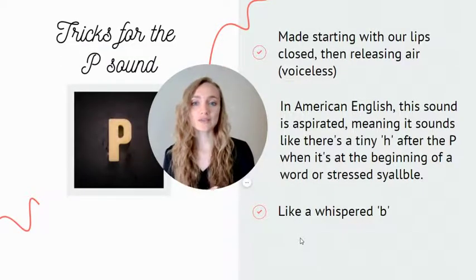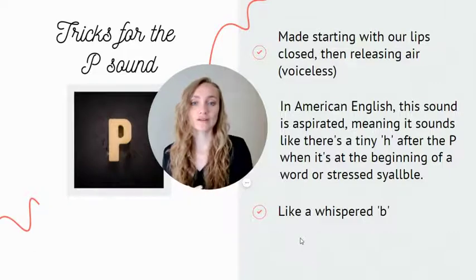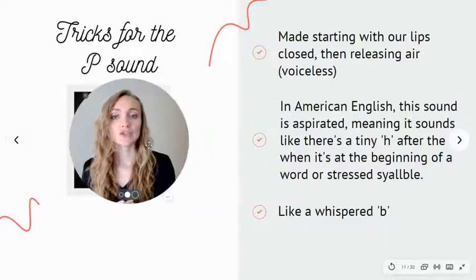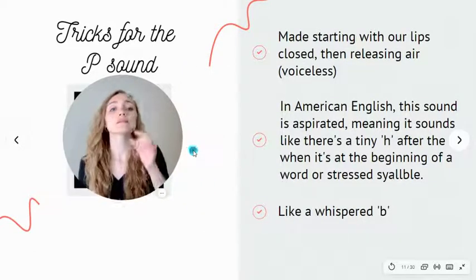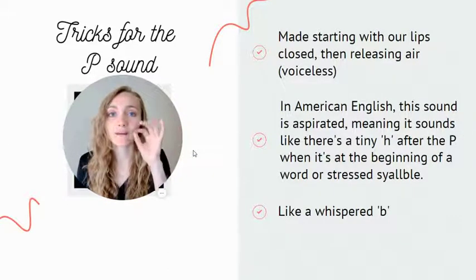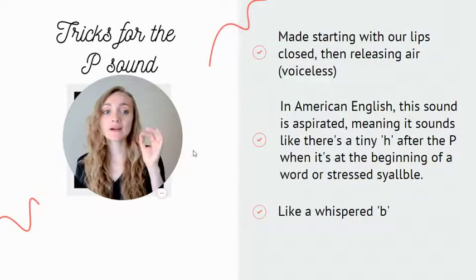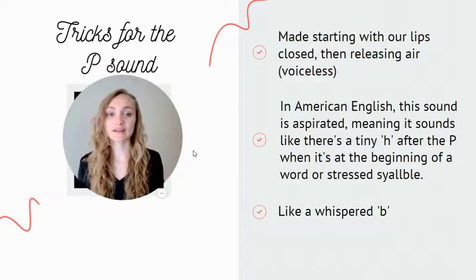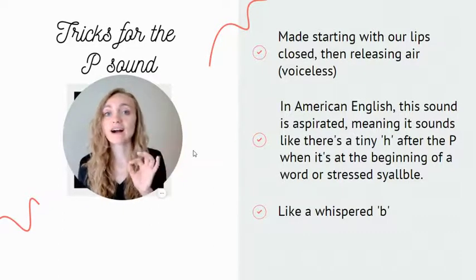Now some tricks for the P sound so that we can make it with more efficiency. So we want to start with our lips closed, just like with a B, and then we just release the air. And in American English, the sound is aspirated, which means that it sounds like there's a tiny H after the P, when it's at the beginning of a word specifically, or before a stressed syllable.